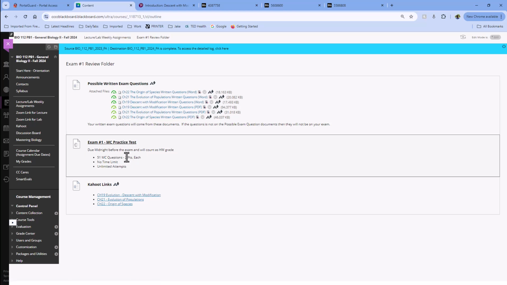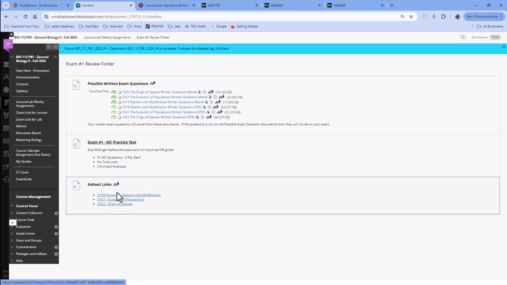You have this exam 1 multiple choice practice test. Each time you take it, you'll be presented with 51 of the multiple choice questions, but there's over 160 questions in the test bank. So you will see many of the questions, but maybe not all of the questions that are going to be on the exam. I will only choose around 40 of them to be on the exam. You can also use these Kahoot links if you like playing the Kahoots for each chapter.